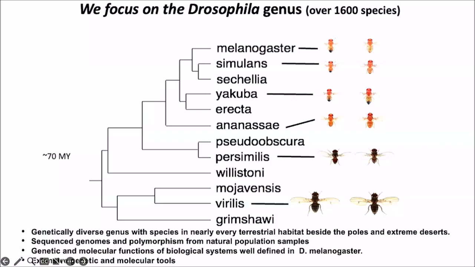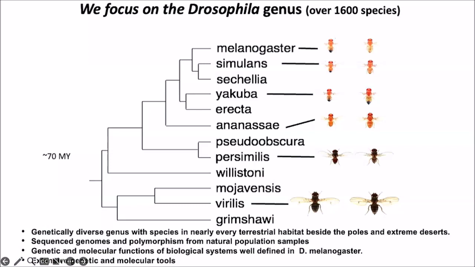They look quite similar at our level, but there's really a remarkable phenotypic, genotypic, and ecological diversity amongst these different species. Now, of course, there's about 1,600. These are just the 12 original genome sequenced.